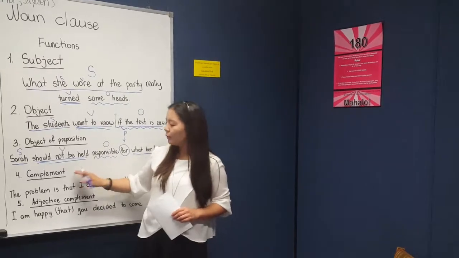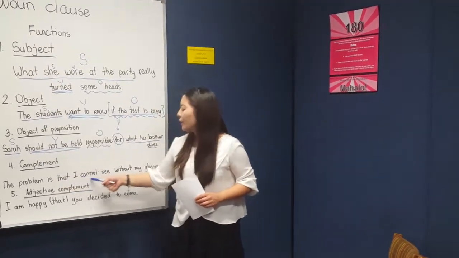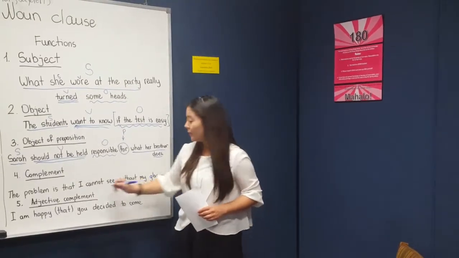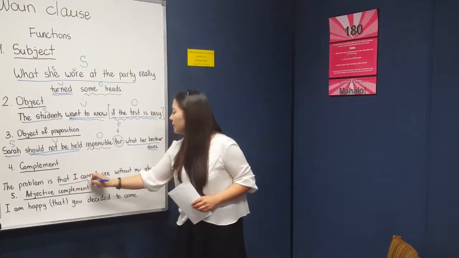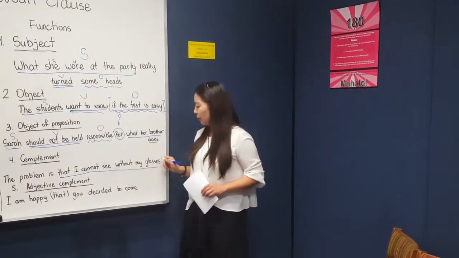Okay, now let's move to the complement. The problem is that I cannot see without my glasses. And the dependent clause is here: that I cannot see without my glasses.